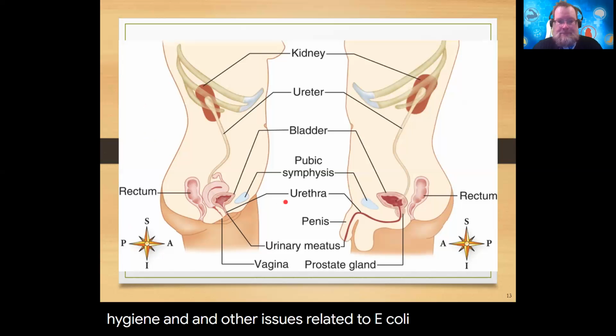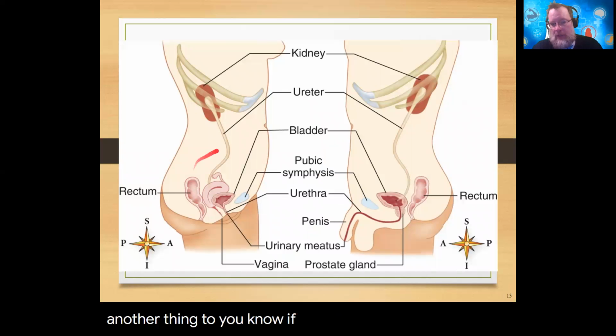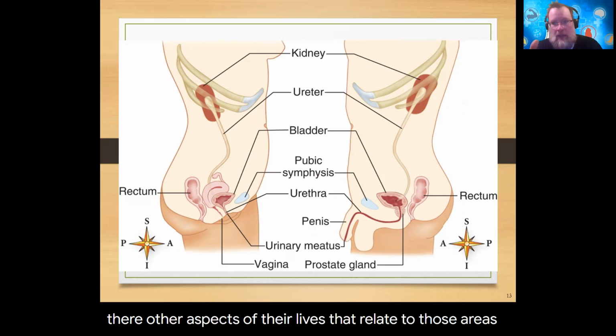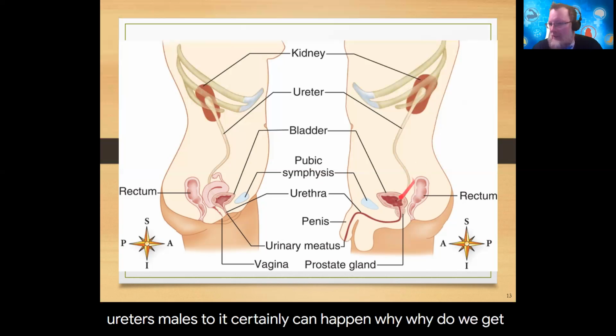Oh, another thing too, if some of our patients have severe and extreme constipation. So we've had patients come in that have chronic UTIs and their hygiene is fine. Their other aspects of their lives that relate to those areas are fine. So why do they keep getting E. coli infections, maybe in the bladder, or even higher up into the ureters? Males too, it certainly can happen. Why do we get UTIs that may be chronic?